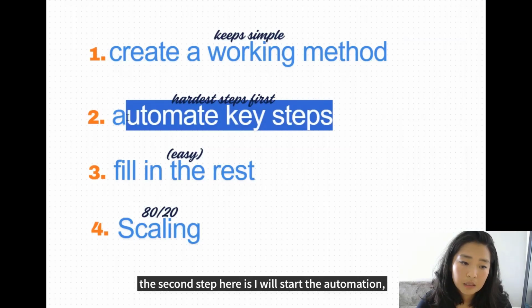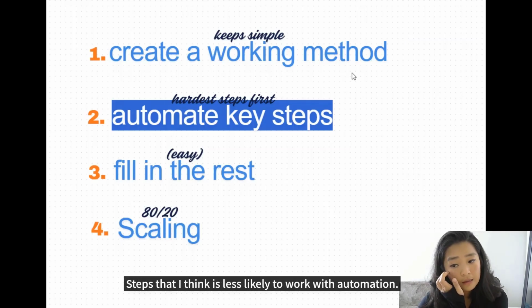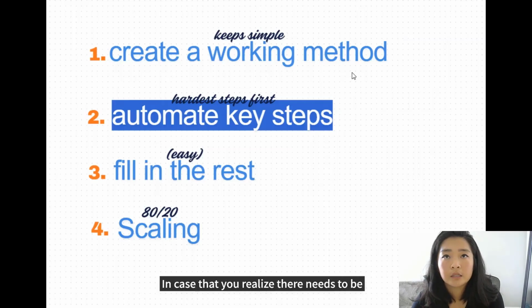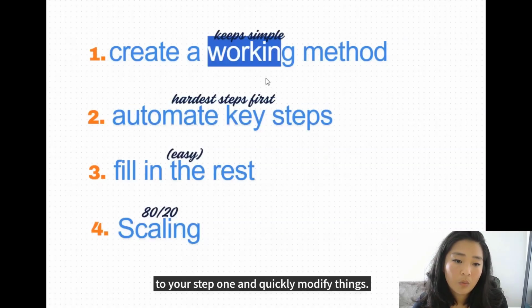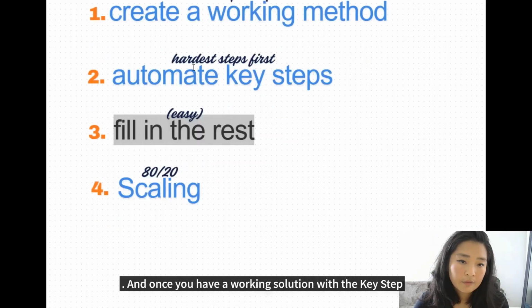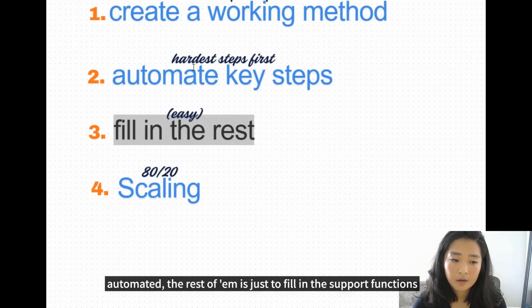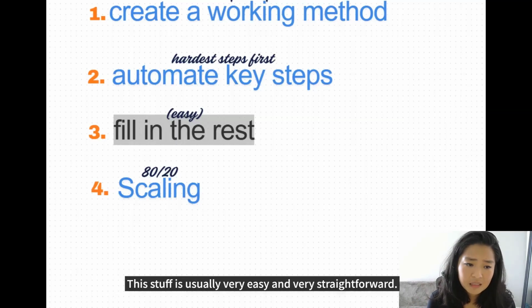The second step here is I will start the automation, but I usually start with the hardest steps that I think are less likely to work with automation. In case you realize there needs to be some change of methods, you can still go back to your step 1 and quickly modify things since your software is still very short. And once you have a working solution with the key step automated, the rest of it is just to fill in the support functions such as error handling, logins, sending emails to yourself. This step is usually very easy and very straightforward.